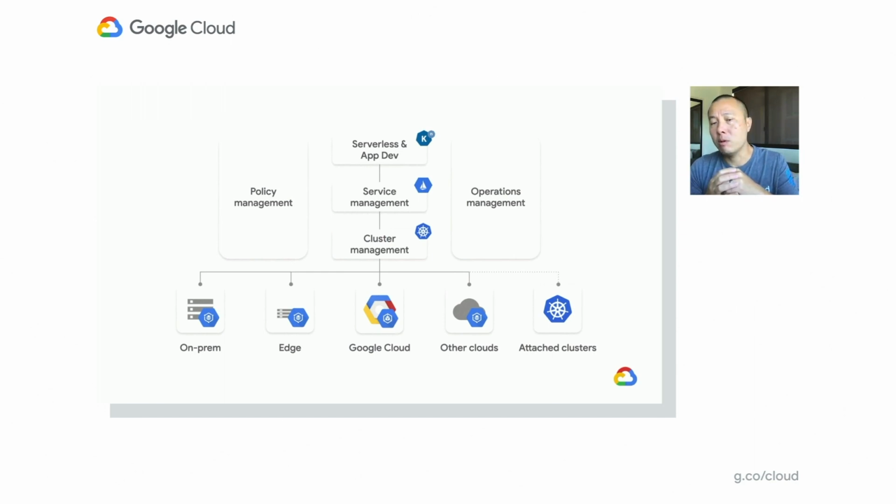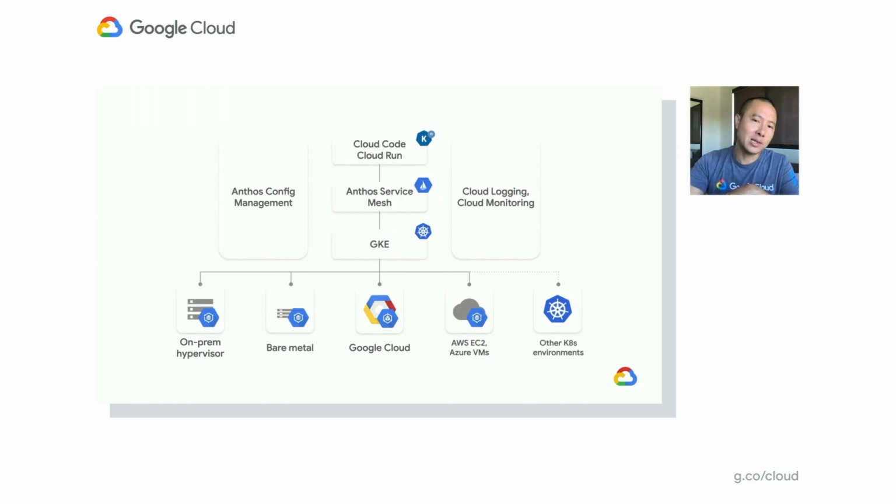Anthos is now able to be deployed across multiple different environments, whether it's on-premises data centers, edge computing environments, Google Cloud, other clouds, and also other Kubernetes clusters. It also provides multiple different services on top, whether it's cluster management, service management, providing developers with more agility through serverless and app development frameworks, managed operations, as well as policy and configuration management. What this translates to concretely for the different components and deployment options of Anthos is this.